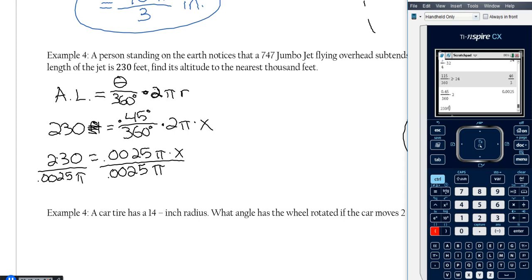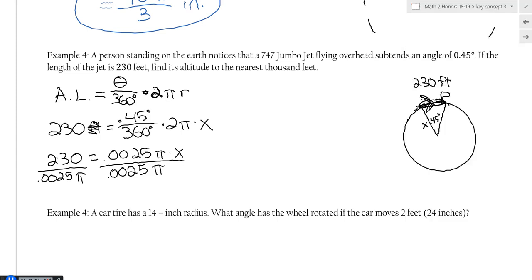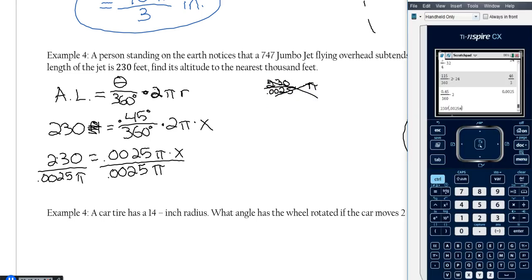We have to be careful because you have to put this division in parentheses. So 0.0025 pi has to be in parentheses. Otherwise, if it's not in parentheses, I'm just going to write it up here, it would do 230 divided by 0.0025 times pi. And that's not what we want, right? I want the pi to also be in the denominator. So if you're ever dividing by pi, make sure it's in parentheses with what you're dividing by.